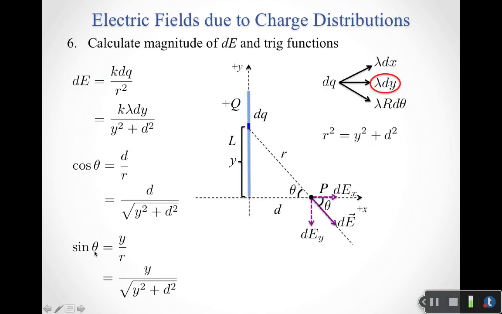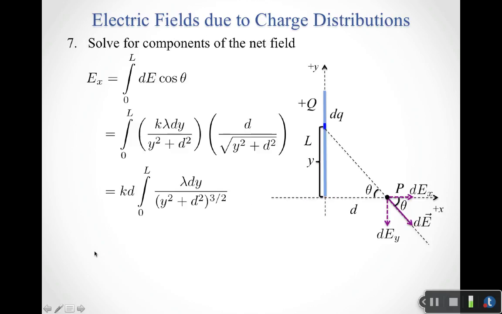So now I know what the magnitude of dE is, I know what cosine theta is, and I know what sine theta is, so I can plug those into my equations and solve. For my x equation, I've got the integral from y equals 0 to y equals L of dE cosine theta. Here's dE, k lambda dy over y squared plus d squared. Here's cosine theta, d over the square root of y squared plus d squared. The k is just a number, so that comes out. d in this case is a constant value, so that comes out. And I'm left with this integral.